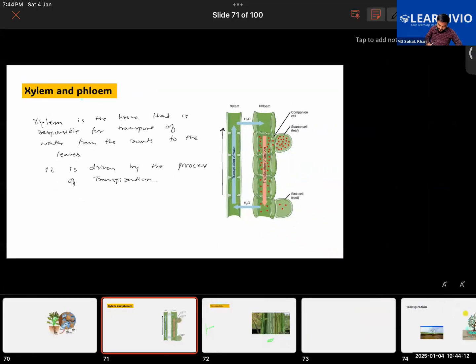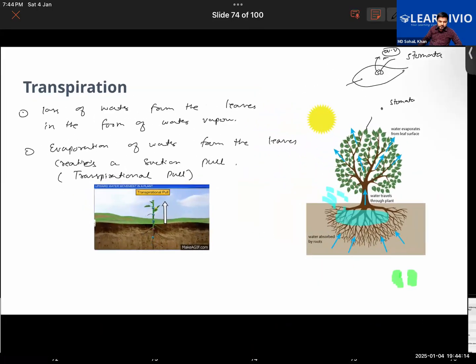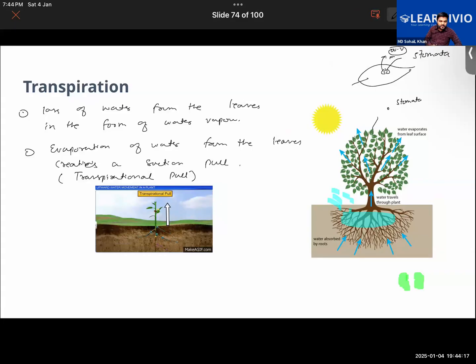Okay. Yes, this one. What is the first word? The first word, loss. L-O-S-S. Loss. Okay.